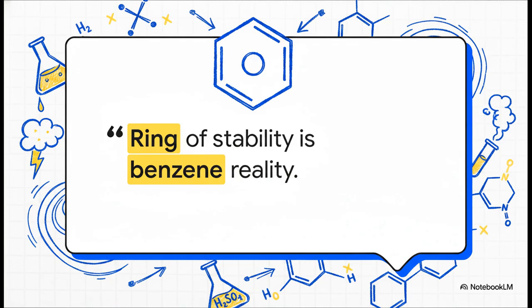And that brings us to our final memory trick for the family tree. Ring of stability is benzene reality. Now, because benzene has alternating double bonds, you'd probably expect it to be highly reactive, right? But actually, that unique ring structure makes benzene surprisingly stable. Instead of breaking apart, it prefers specific substitution reactions, things like nitration, halogenation, sulfonation, or Friedel-Crafts reactions, where it just politely swaps out an atom, but the main ring itself stays perfectly intact.